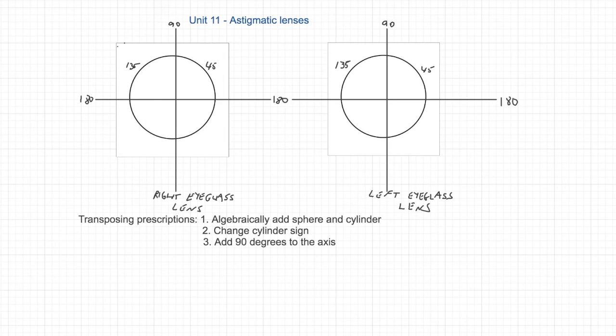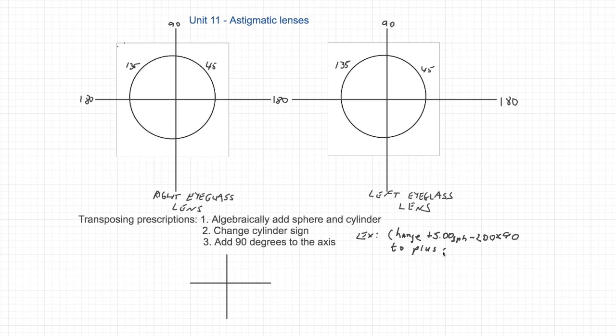So one way to do it is to algebraically add the sphere and the cylinder, to change the cylinder sign, and then to add 90 degrees to the axis. The other way to solve the problem is to draw an optical cross and to fill in the powers in the major meridians. So here's an example. We want to change +5 sphere, -2 cylinder, axis 90 to a plus cylinder prescription.